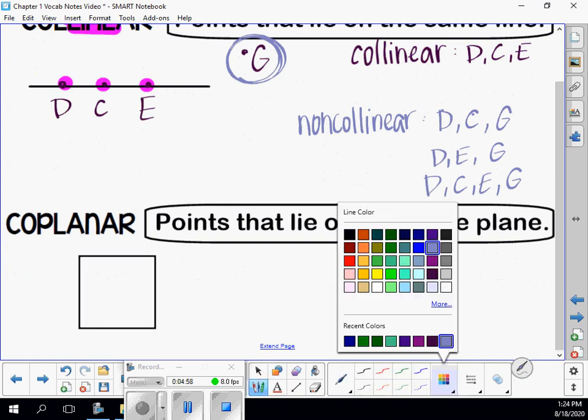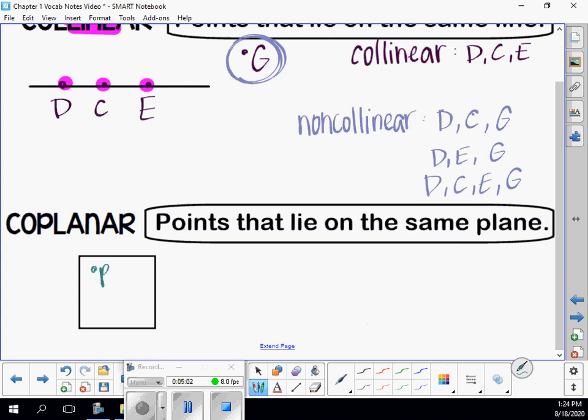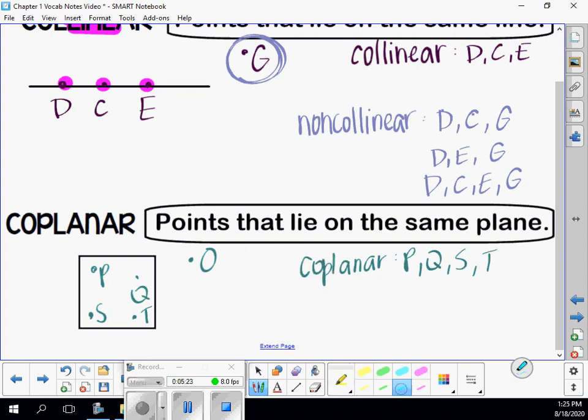And I could have points P, Q, S, and then O. So if I'm coplanar, I must lie on the same, let's throw another one in here, on the same plane. So that would be my P, Q, S, and T, because they are trapped within the same plane. They're all in this box, so to speak.